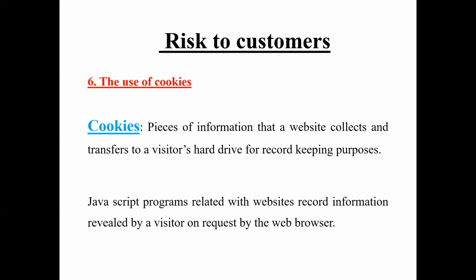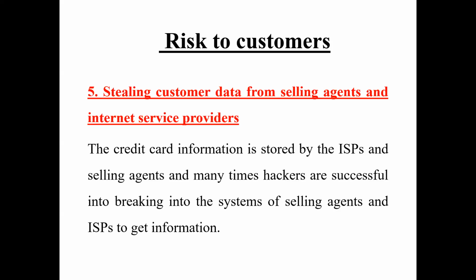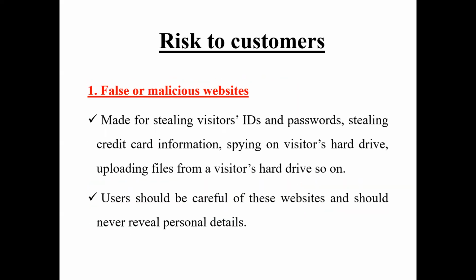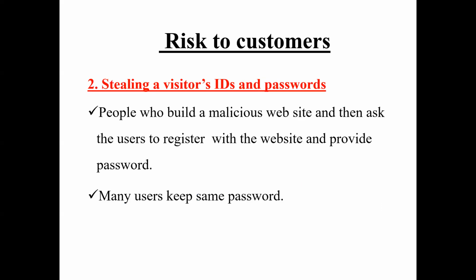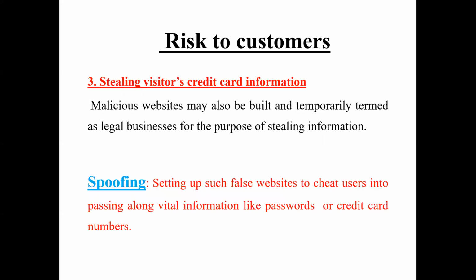JavaScript programs related to websites can reveal the information of the user. So we have seen many risks today. The first one is false and malicious websites, where a website is created whose main purpose is to steal information, to steal the visitor's ID and passwords, and visitors' credit card information. The term used for this is spoofing, meaning setting up these kinds of websites to cheat users, so they can pass on vital information like passwords, credit card numbers, CVV numbers, etc.